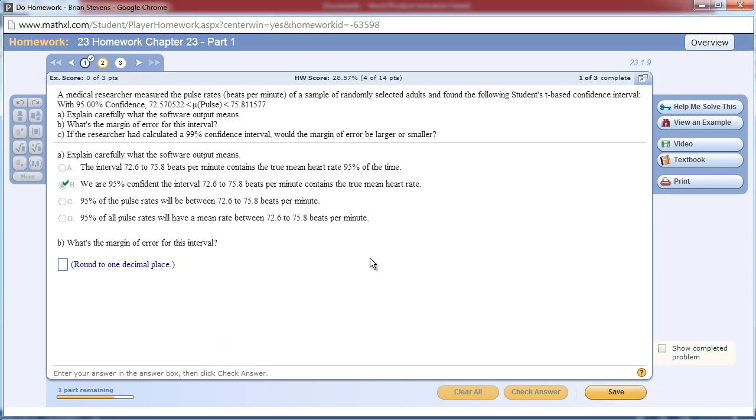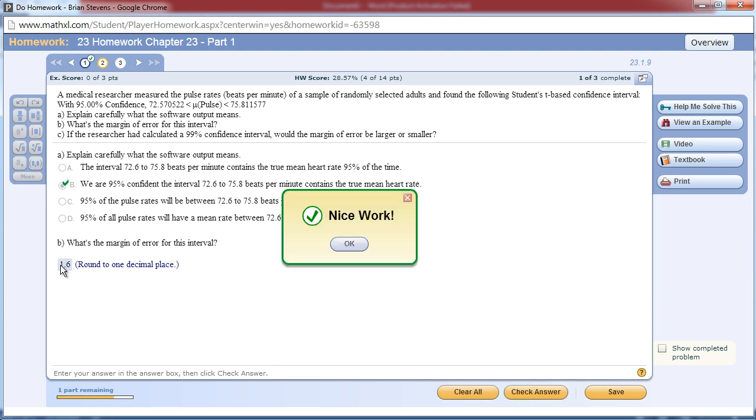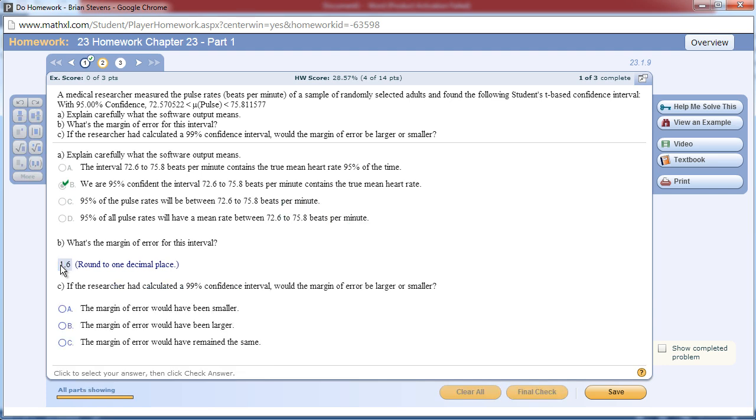To obtain the margin of error, we will take 75.811577 minus 72.570522 and divide by 2. What I've done is take the upper and the lower and divided by 2. So take the upper point and the lower point, subtract them from each other, and then divide by 2, because subtracting gives you the distance they're apart, and dividing by 2 gives you half that distance. It wants 1 decimal place. There we go. Half the length of the interval is the margin of error.